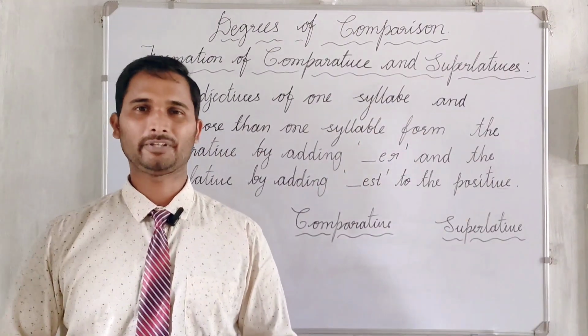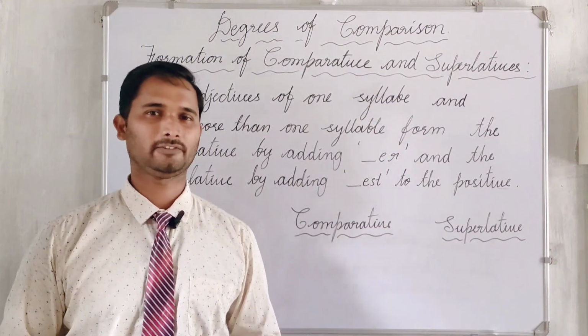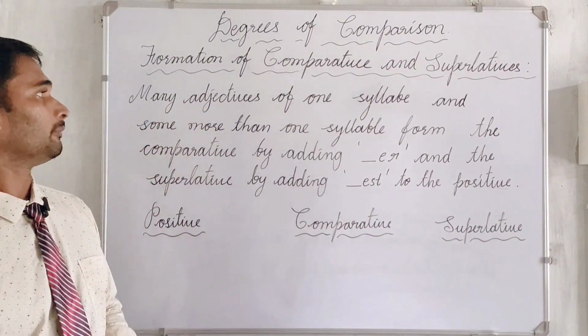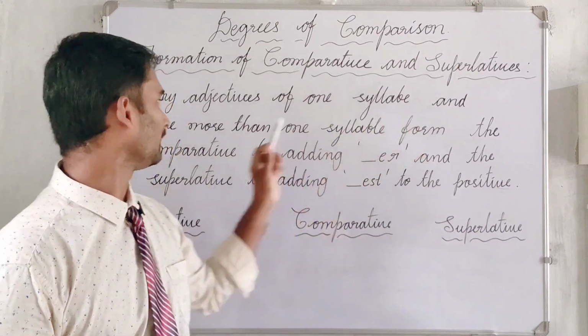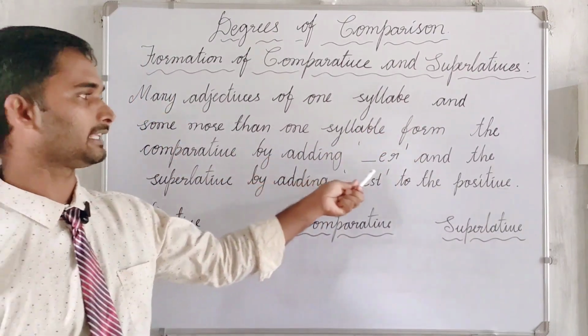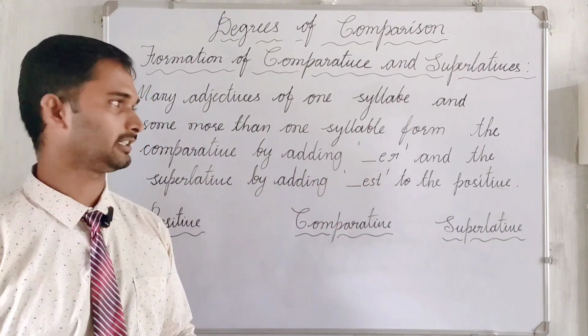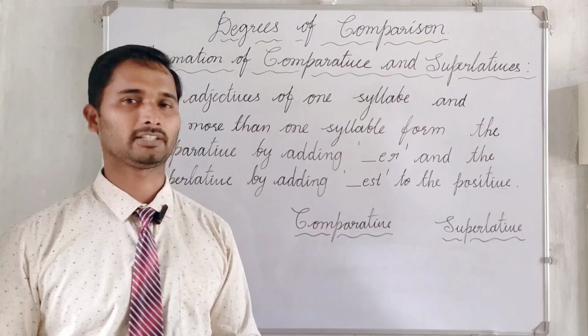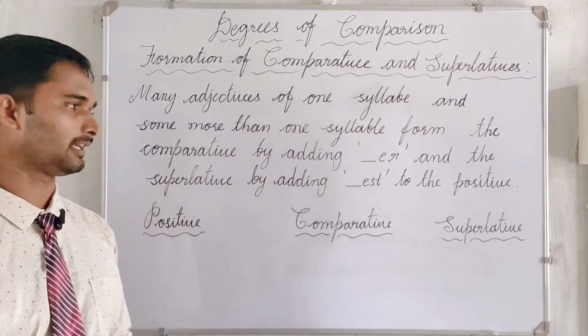Let us learn the formation of the positive, comparative and the superlative degrees of adjectives. Many adjectives of one syllable and more than one syllable form the comparative by adding er to the positive adjective, and the superlative by adding est to the positive. Let us see some examples.